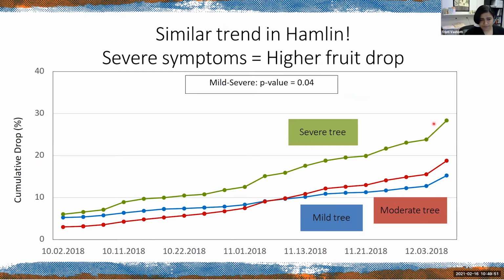And similarly, this graph is for Hamlin, with a similar trend in fruit drop. So if you generally harvest your fruit in December, sometime in October is when you see a more dramatic increase in the fruit drop in severe trees. So something is happening here, or maybe that's when you see more dramatic increases. So the more symptoms you have, the more fruit drop.